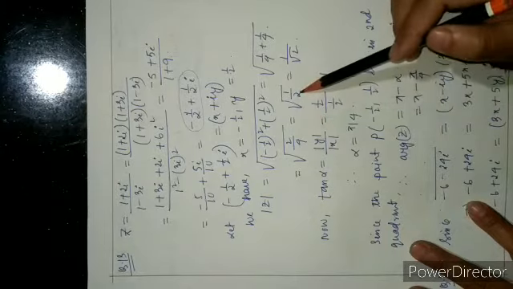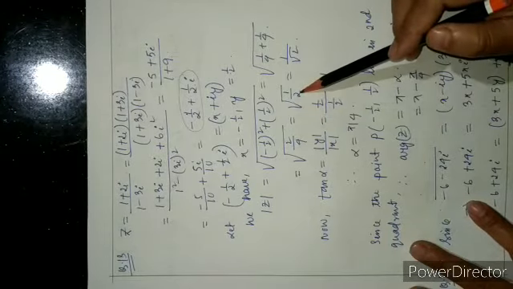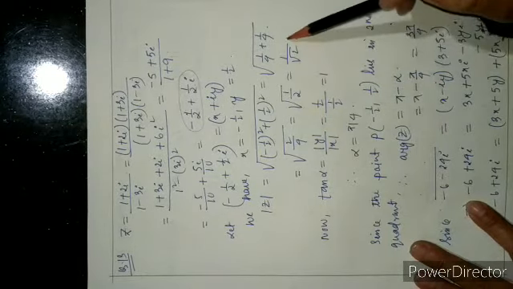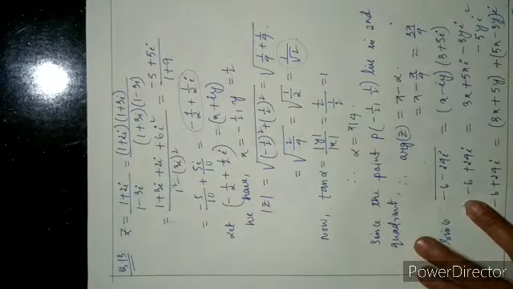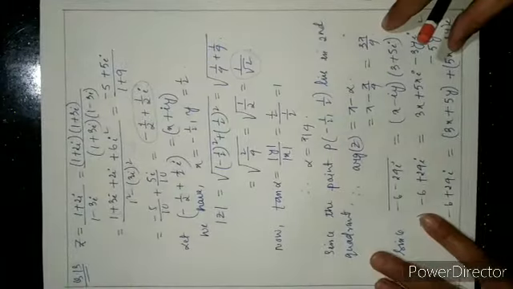The 2 cancels, giving 1 by 2 square root, that is 1 by root 2. 1 by root 2 is the modulus of the complex number z.